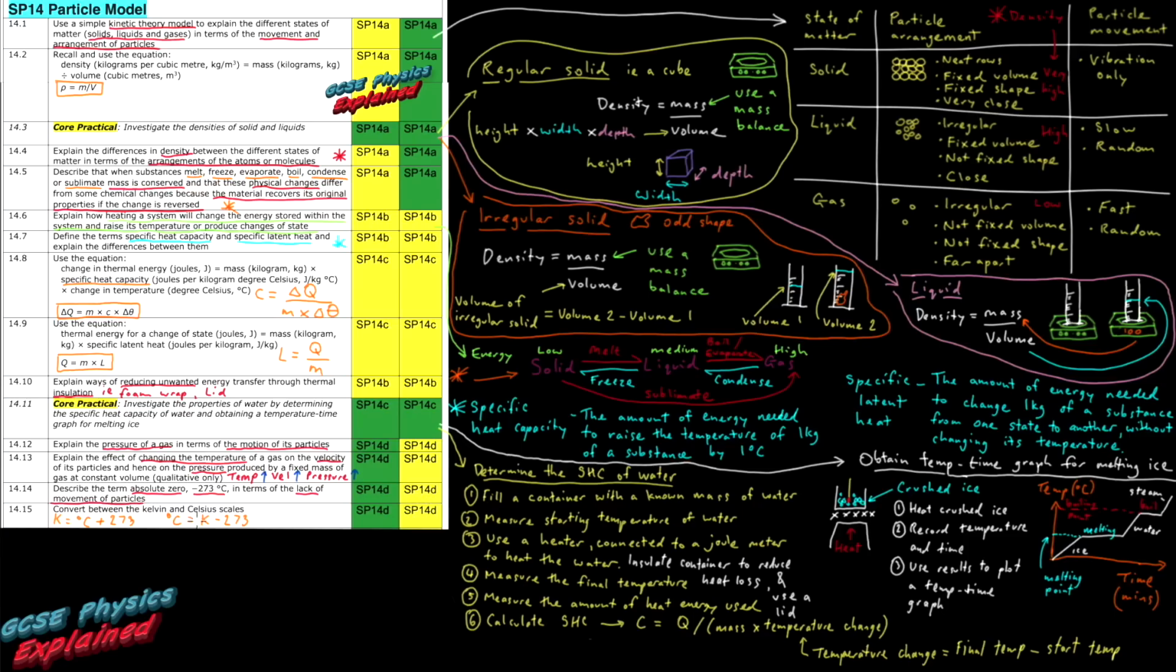Convert between Kelvin and Celsius scales. So if it does ask you to do this, to convert degrees Celsius into kelvins, take the degrees Celsius and add 273 to it. For example, if you've got 27 degrees C, that'll actually be 300 Kelvin. And to go from kelvins into degrees C, you take 273 away. So if you had 300 Kelvin, that's actually just 27 degrees C.